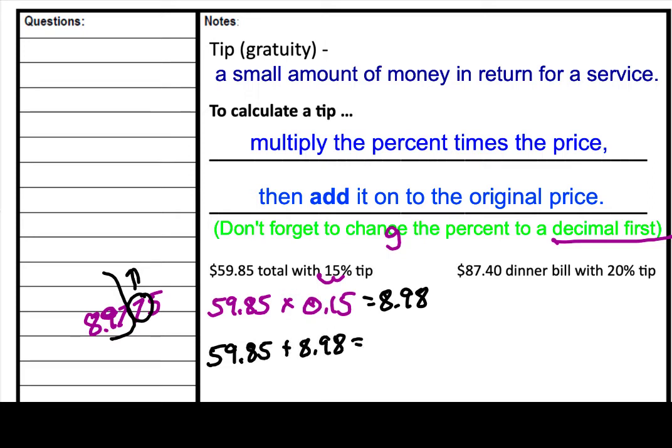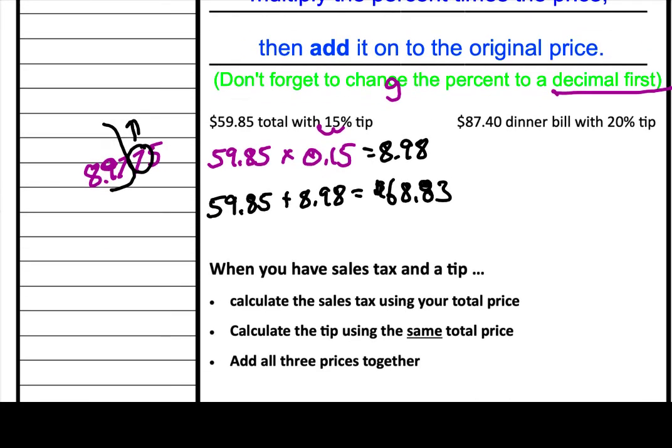So 59.85 plus 8.98 gives me a total of $68.83. That's my total amount. Okay, so let's try another one.